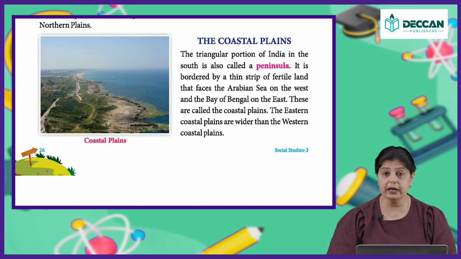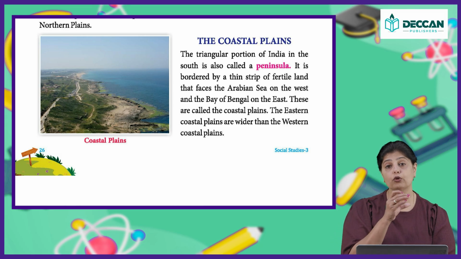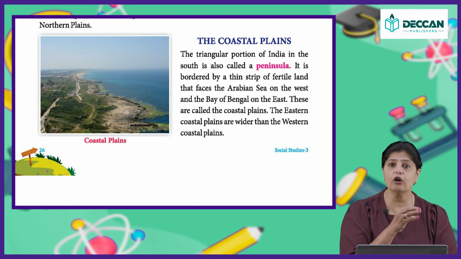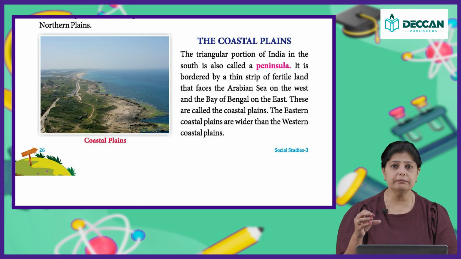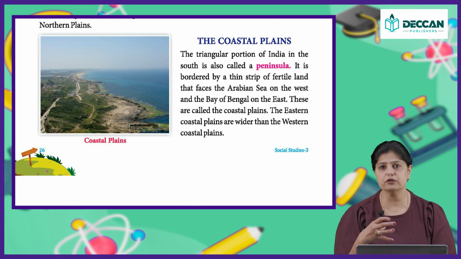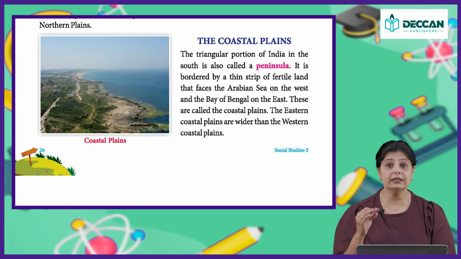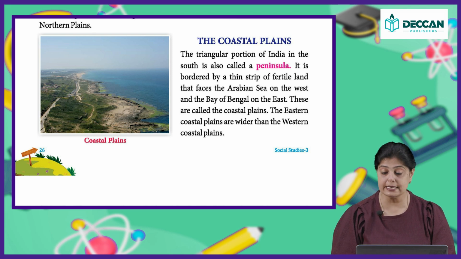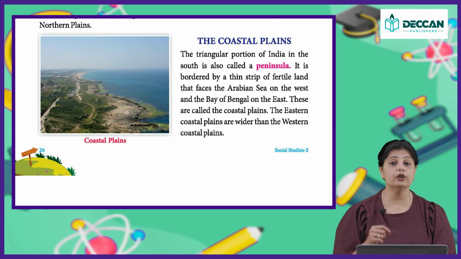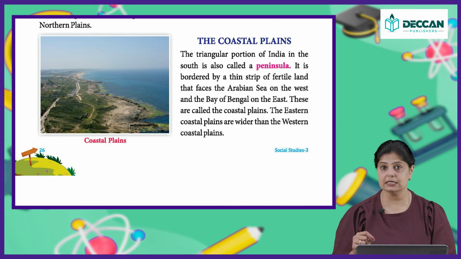Now it is bordered by a thin strip of fertile land. So if you see, the coastal areas also have a lot of trees and plants and different types of crops that grow near the sea line or the coastline. Okay. Now it is bordered by a thin strip of fertile land that faces the Arabian Sea on the west and the Bay of Bengal on the east. Now these are known as the coastal plains.